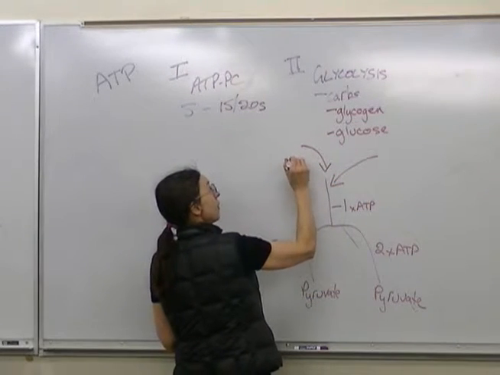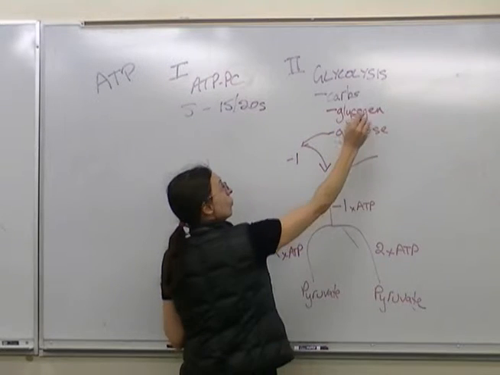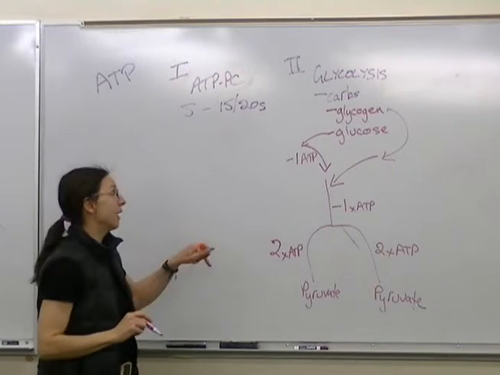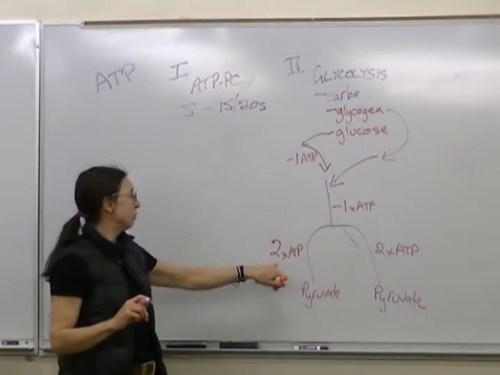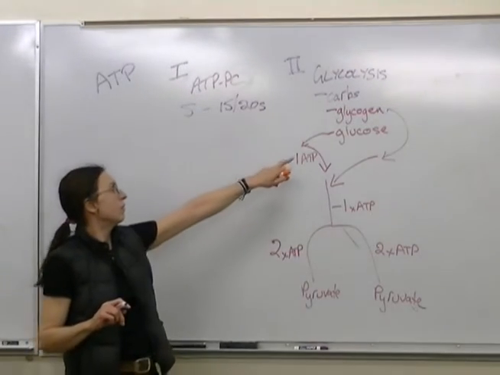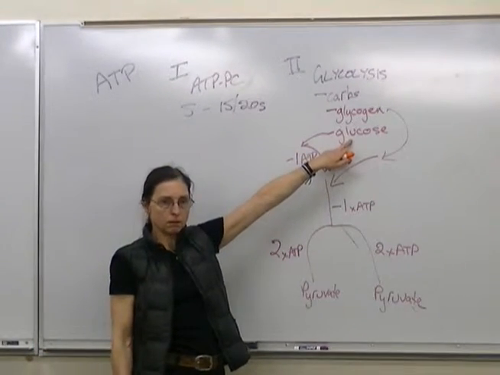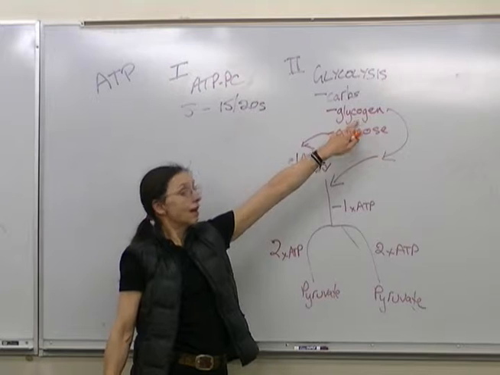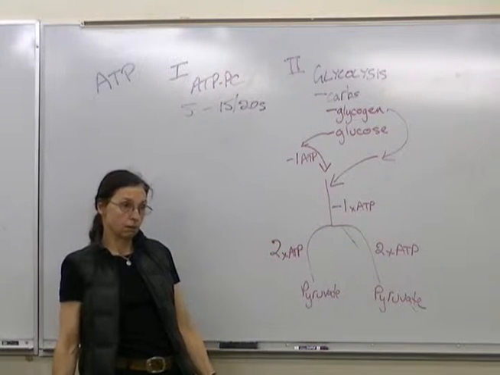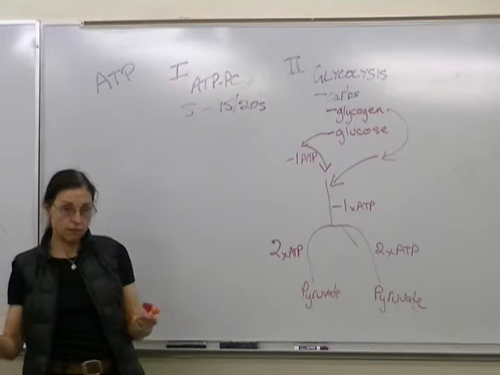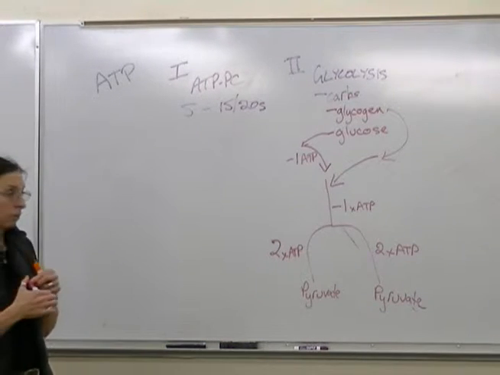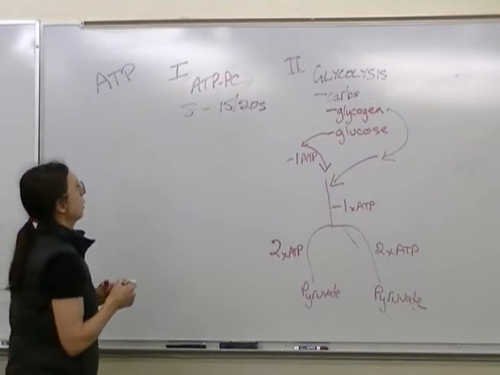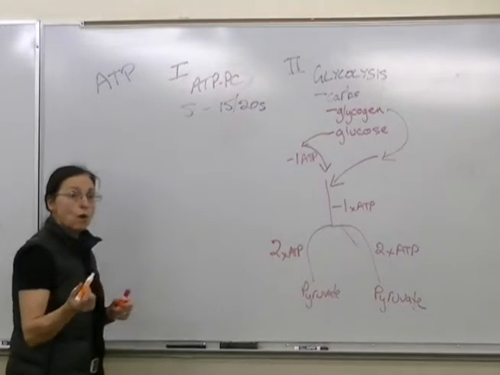Alright, so if I use glucose, I'm going to use another one. Right? So I get -1, -2, +2, +2. If I use glucose, I get 2 ATPs. If I use glycogen, -1, +2, +2, I get 3 ATPs. Easy peasy. Right?